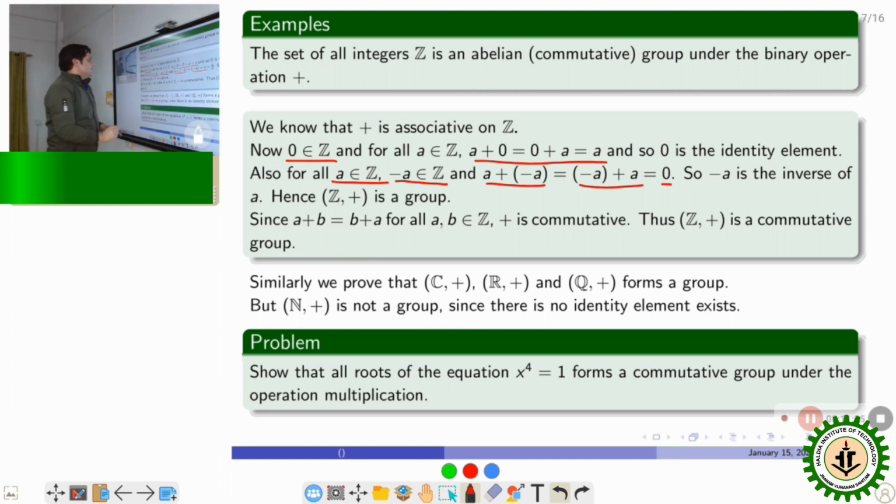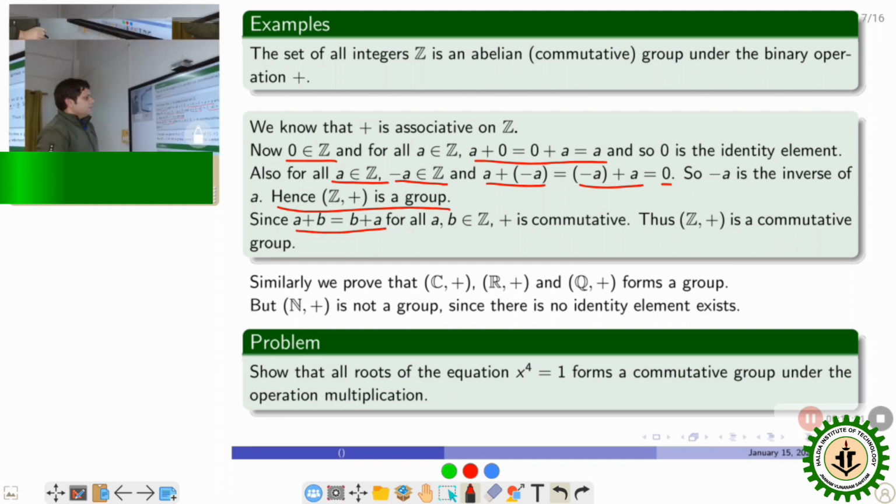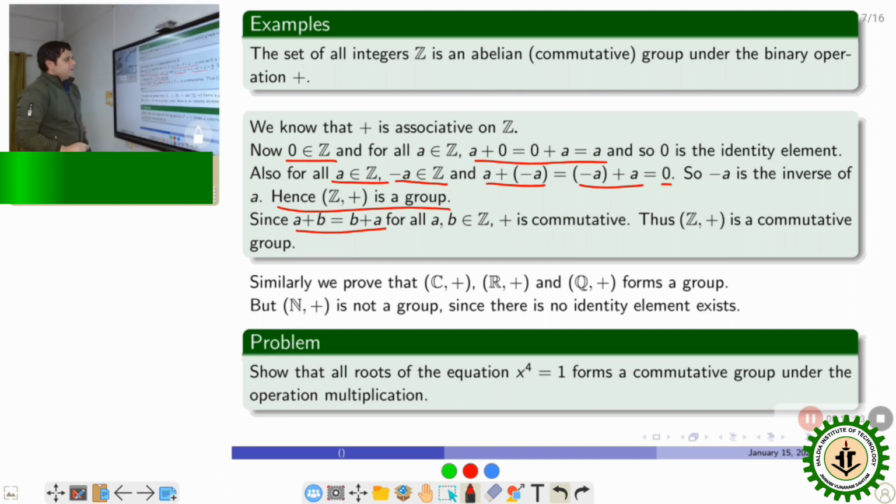So hence Z comma plus is a group. And therefore the first three conditions are satisfied: associative property, identity property, and inverse property. In addition, we also know a plus b equals b plus a for all integers a, b. And therefore plus is also commutative. Thus Z comma plus is a commutative group.